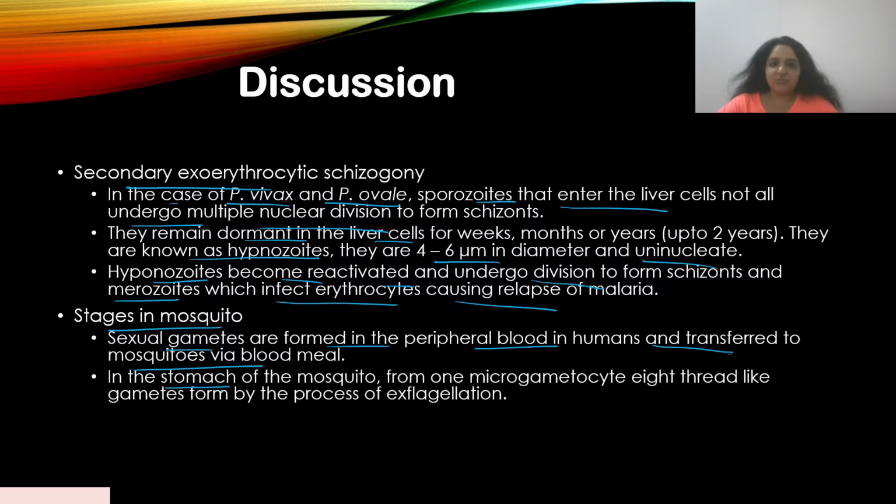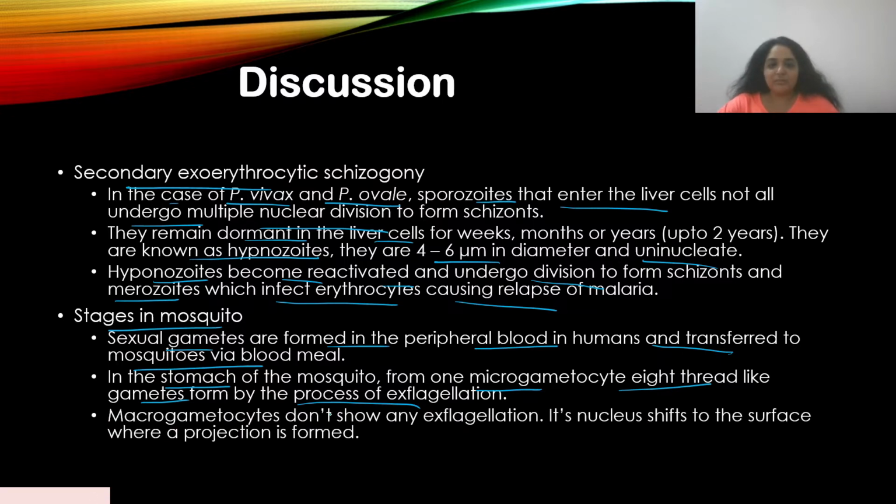So now when the gametes are sucked into her system, the gametes move into the stomach of the mosquito. From one microgametocyte, 8 thread-like gametes form by the process of exflagellation. Okay, so the microgametocytes form 8 thread-like gametes, but the macrogametes don't show any exflagellation.